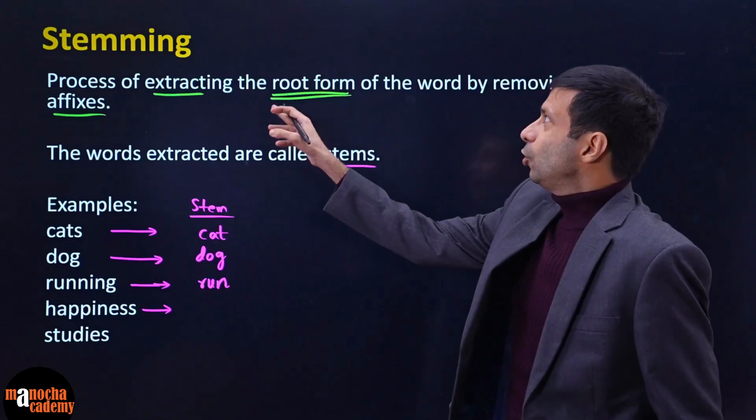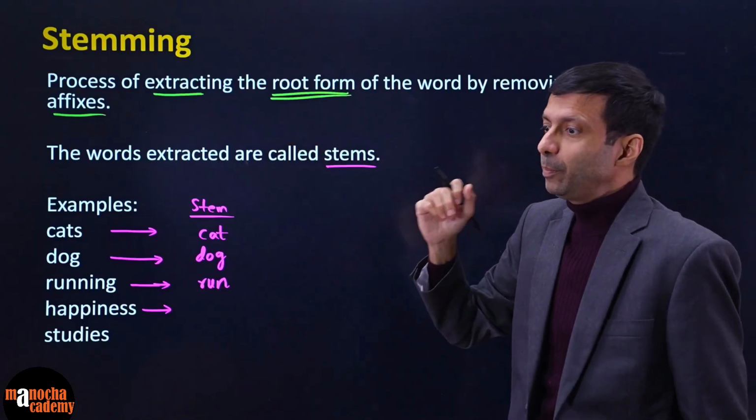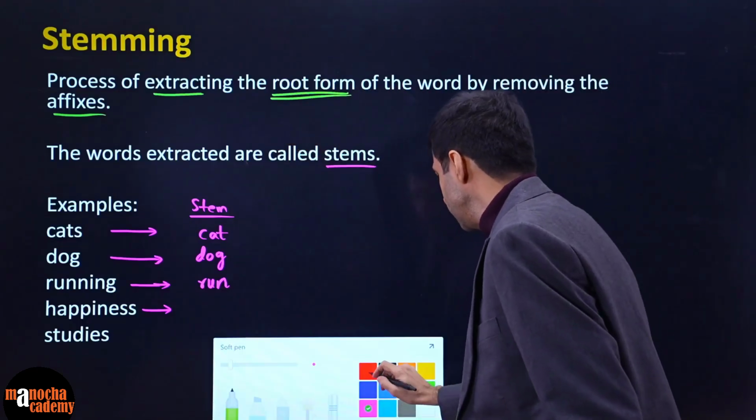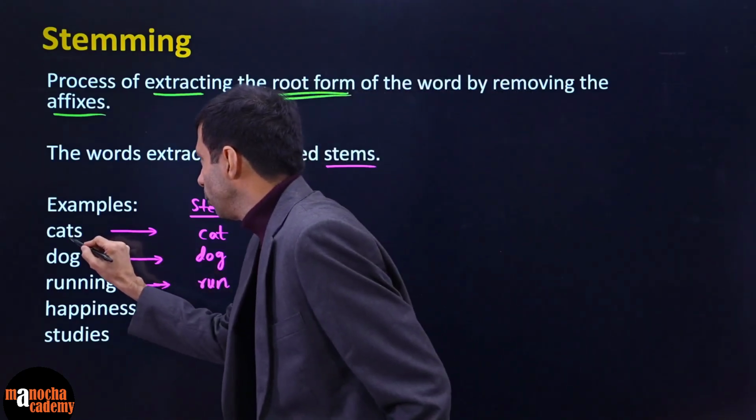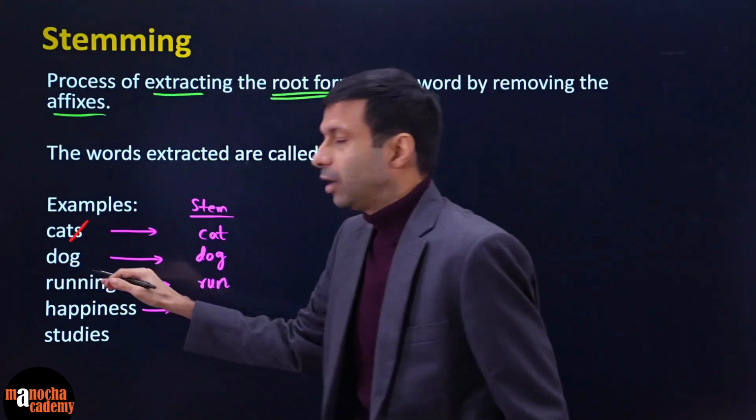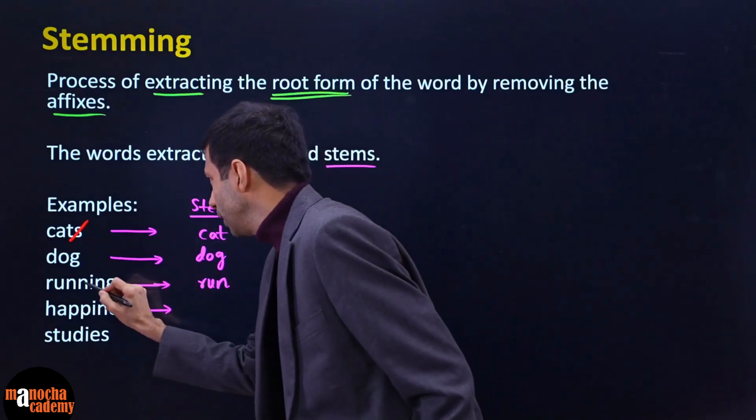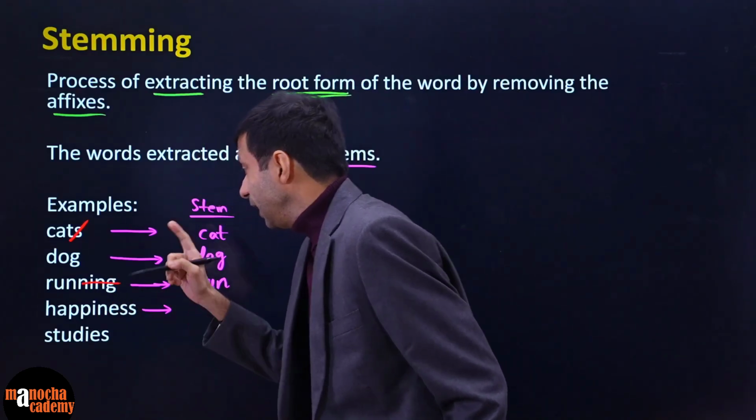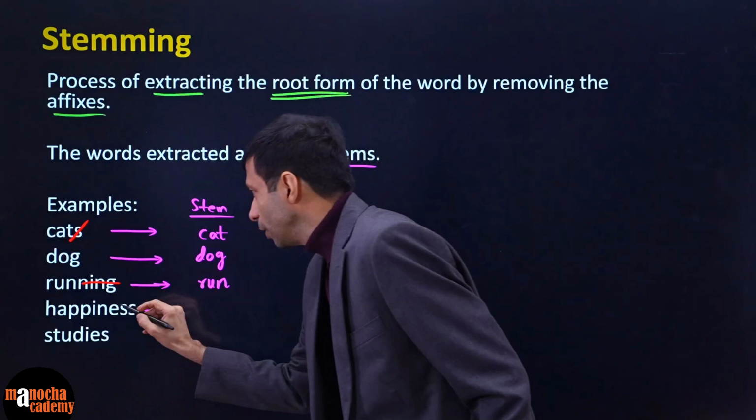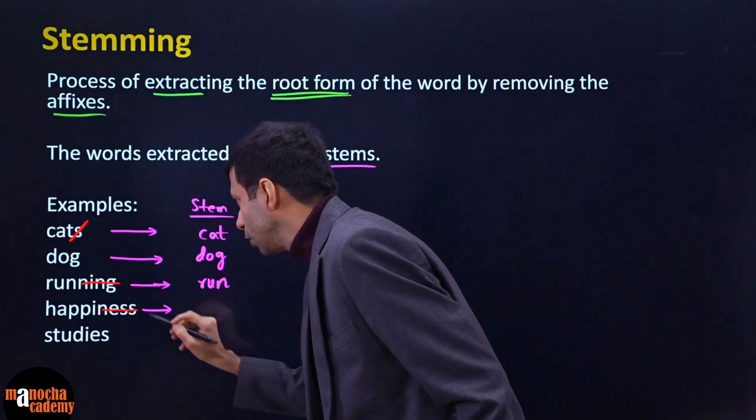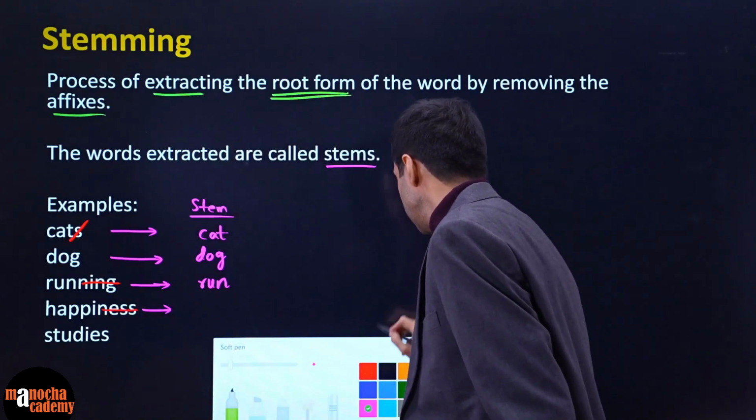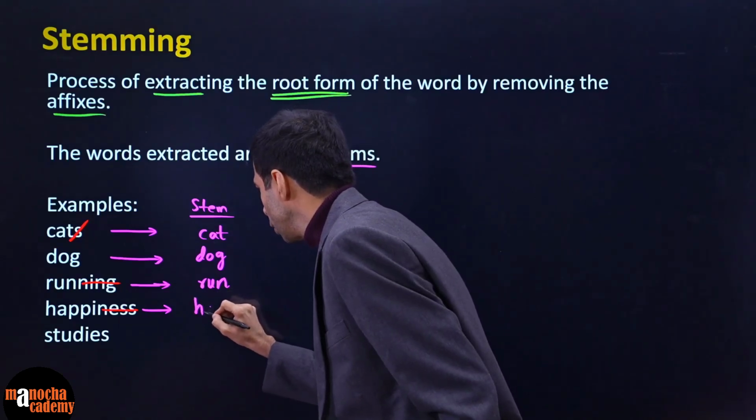So in stemming, you are extracting the root form simply by removing. Note here one interesting thing: you are just doing a removal. Like S we have removed. Dog, there's nothing to remove. Here, what did we remove? ING. In happiness, similarly, what will you remove? You will remove ness. So what will be left? The answer is happy, and you're not allowed to change.